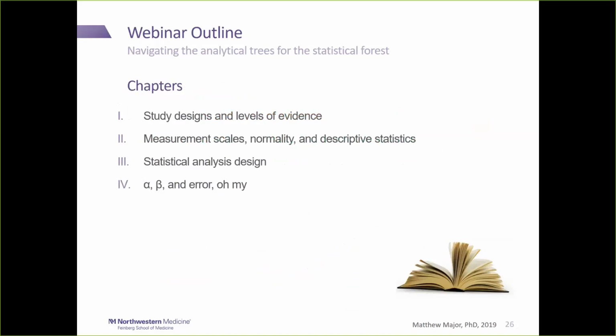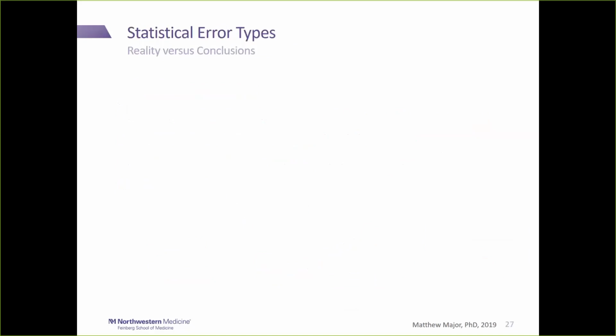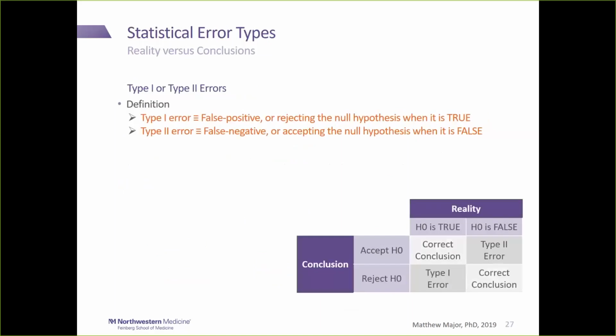All right, so let's talk now about our alphas and our betas and how that corresponds to error. So we'll talk about statistical error types, type 1 and type 2 errors. A type 1 error is defined as your false positive, or it's rejecting the null hypothesis when it is in fact true. A type 2 error in this case is a false negative, or accepting the null hypothesis when it is false. And you can see the classification table at the bottom right.